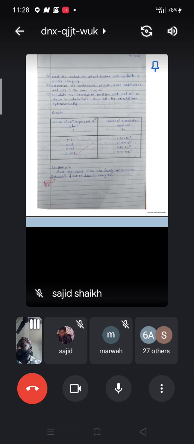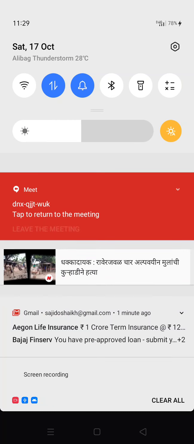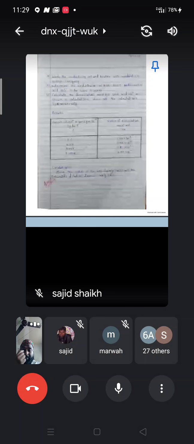Then we have to make the conclusion that since the values of K are fairly constant, the Ostwald dilution law is verified. That we have to make as the conclusion in the final step.